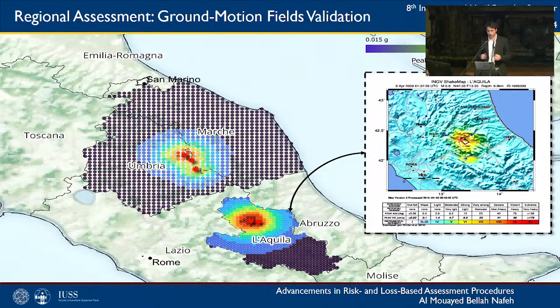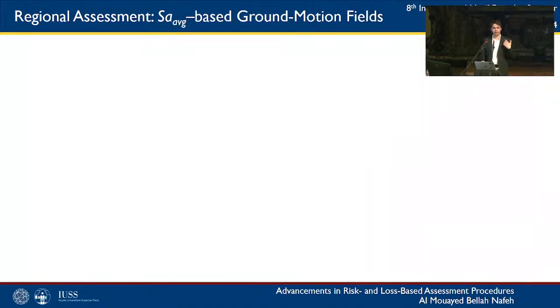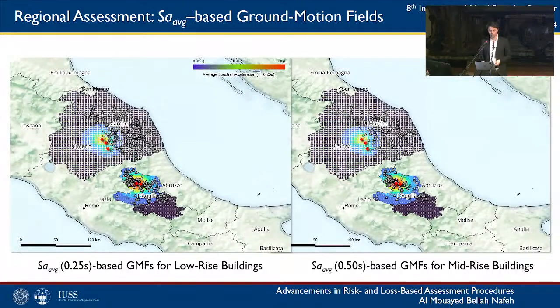First, the ground motion field for a simple PGA case was simulated to validate that the fundamental components of this procedure were consistent with the findings of official institutions such as the INGV. And after verifying that these ground motion fields match in terms of spatial distribution and amplitudes of the intensity measures, we can safely move on to the slightly more complex average SA case and simulate 2 ground motion fields associated with the SA average-based intensities that were conditioned on the taxonomy periods of 0.25 seconds for low-rise buildings and 0.50 seconds for mid-rise buildings.